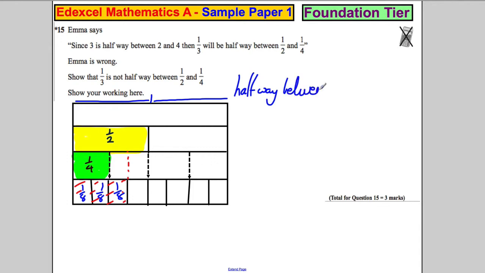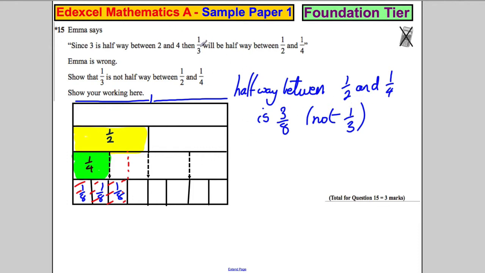So halfway between a half and a quarter is 3/8. And that is not a third, okay, because you can't simplify the fraction 3/8, and that would be more than enough to show that.